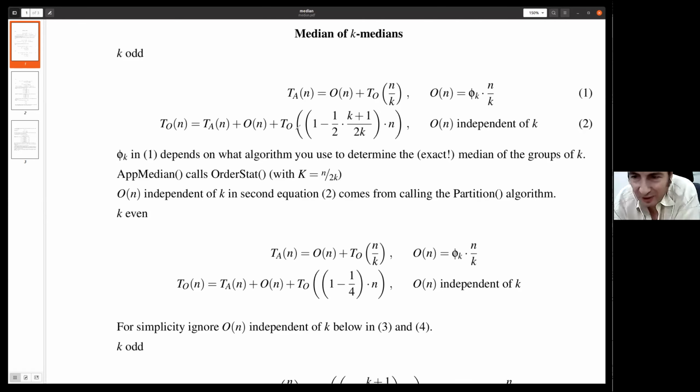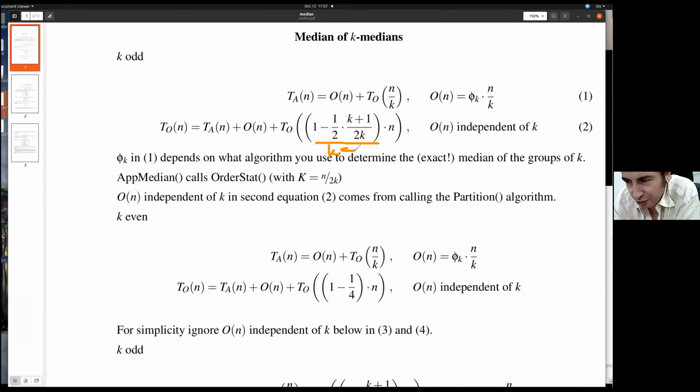I explained this formula, and then I explained that formula, and this is when k is equal to 5. This is 0.7, and how does this come about? This comes from 1 minus the proportion of elements in this red area that you get, and this is (k plus 1) over 4k. As I explained, this is when k is odd.